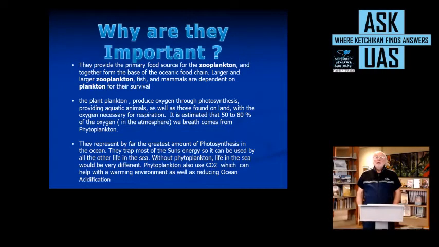And phytoplankton use quite a bit of CO2, which can help with the warming environment as well as reducing ocean acidification. One of the problems we're seeing in the ocean right now is acidification, which would be a whole lot worse if it wasn't for phytoplankton in the ocean. Acidification means that the ocean is getting more acidic. It's still a base, but it's getting more acidic, and that can dissolve shells from the mollusks. It can cause all kinds of problems associated with productivity in the ocean.